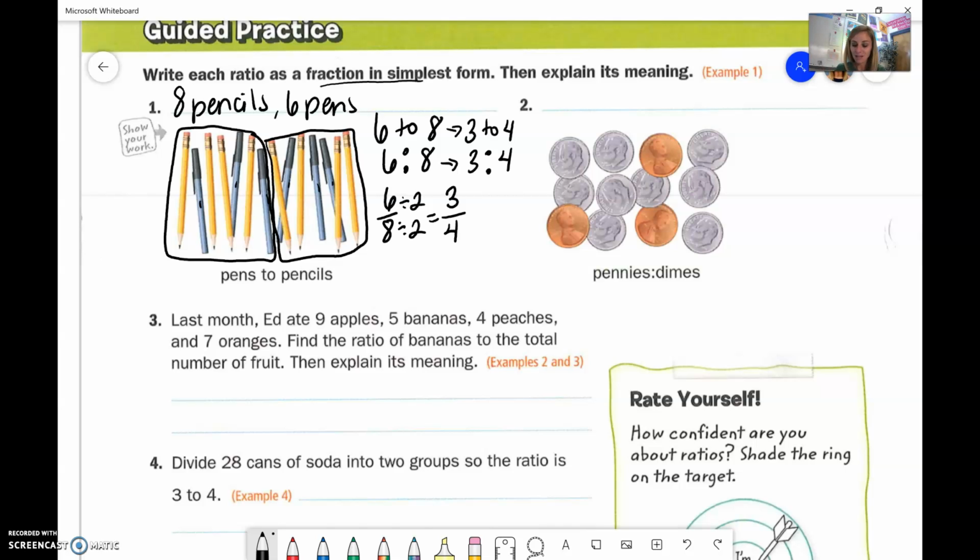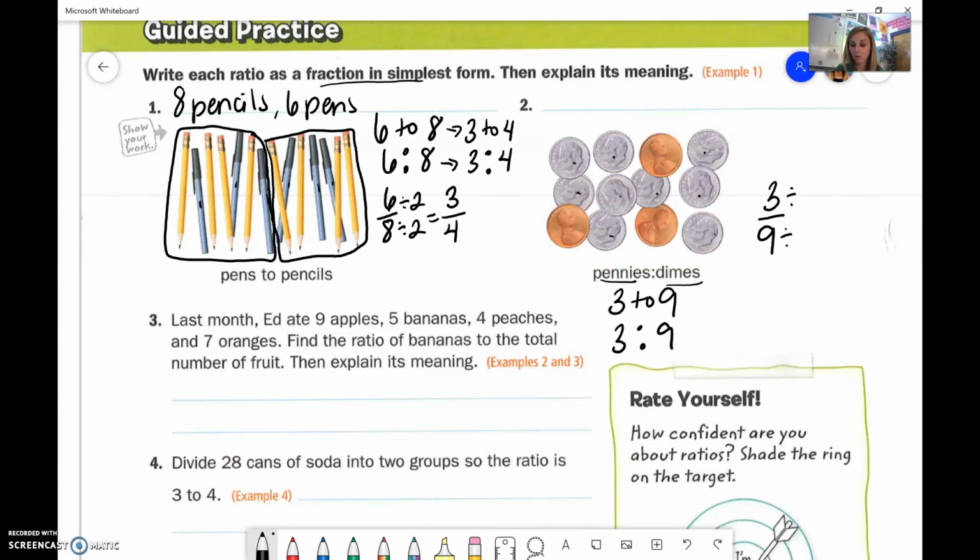Okay, let's take a look at pennies to dimes. So I see that there are 3 pennies to 1, 2, 3, 4, 5, 6, 7, 8, 9 dimes. I write that with a semicolon as well, and this is what I get. Now I'm going to write it as a fraction, 3 over 9. So for every 3 pennies, there's 9 dimes.